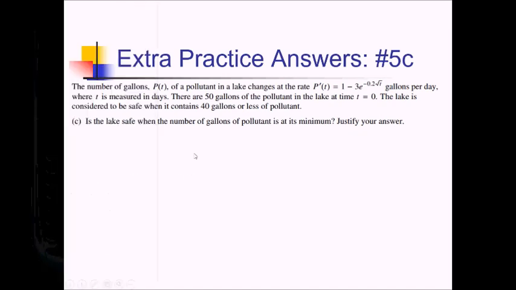So since that's when our pollutant's at its minimum, to figure out how many gallons of pollutant we have at that time, we have to take the 50 gallons that we're starting with, and we have to add to that the integral from 0 to time a, which is roughly 30, of our p prime of t function. So 50 is my starting gallons. This integral here is the change in gallons from time 0 to time a. And let's do that on the calculator.